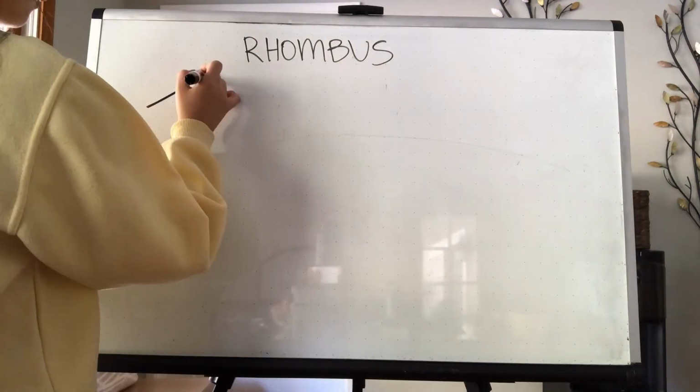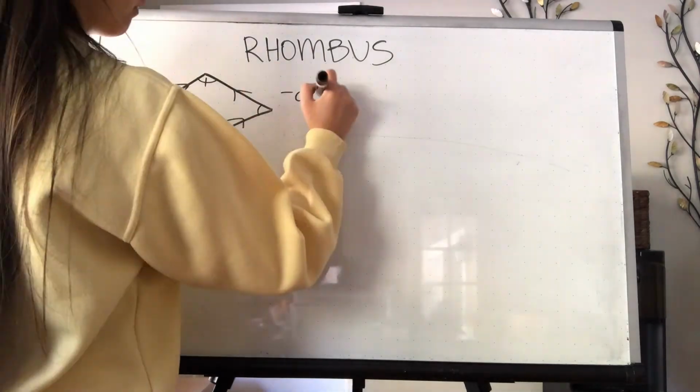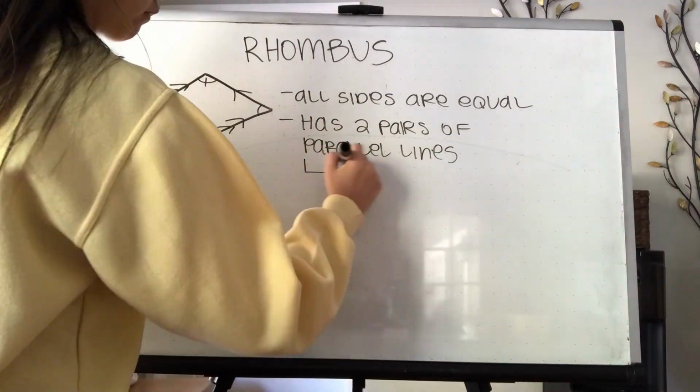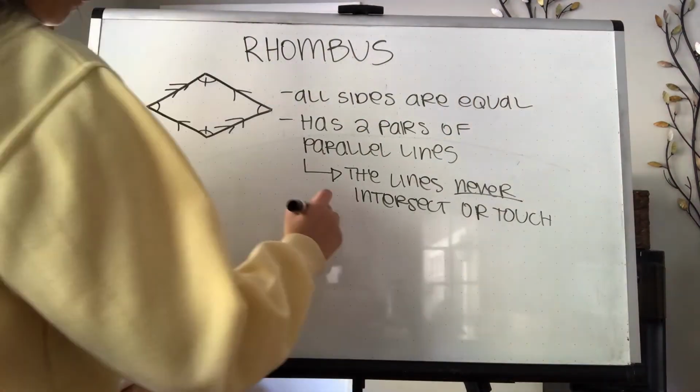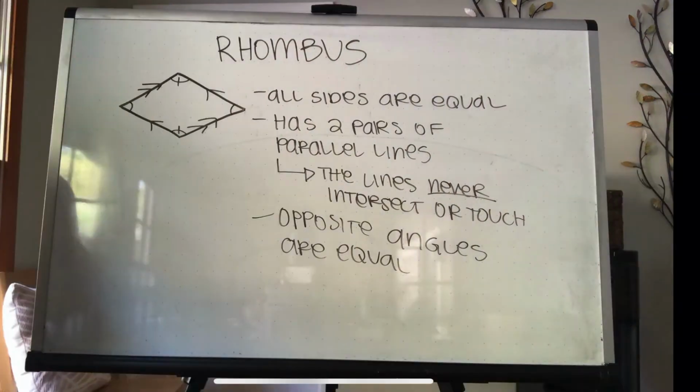And next we have the rhombus, and don't worry about the picture. I know it looks a little complicated, but it's not too bad. For the rhombus, all sides are equal, and they have 2 pairs of parallel lines. What that means is that the lines never intersect or touch, and it's indicated by the little arrows on the sides. A rhombus also shows that the opposite sides are equal, and it shows the little curvy parts in the corners.